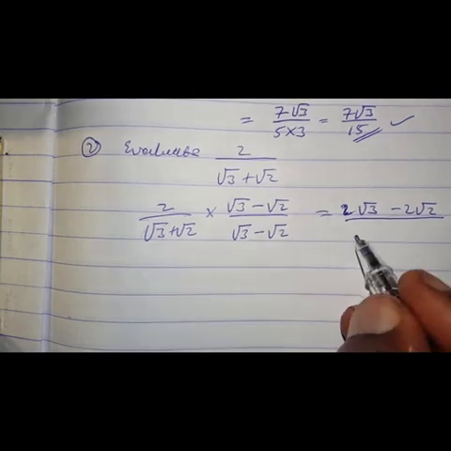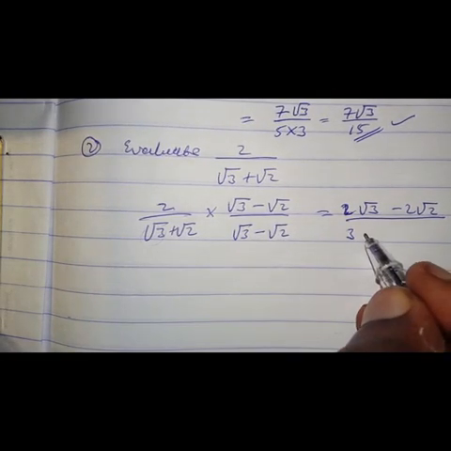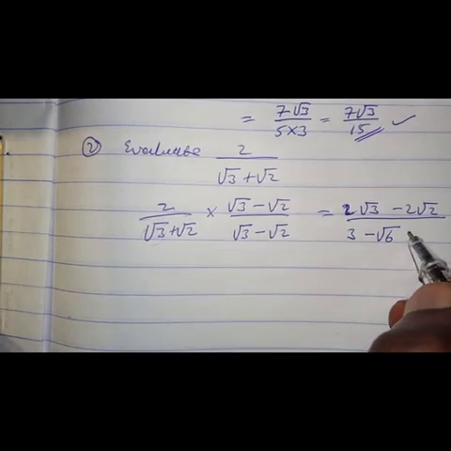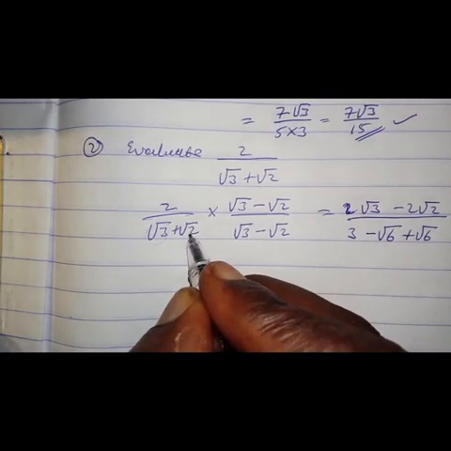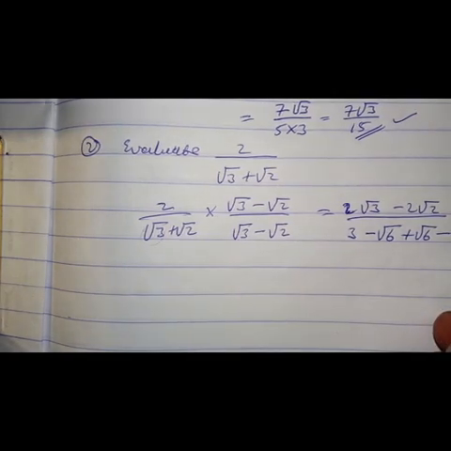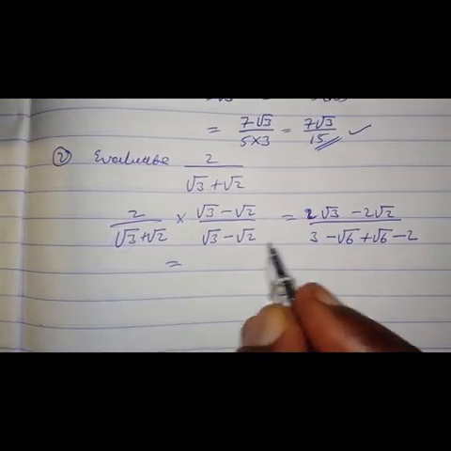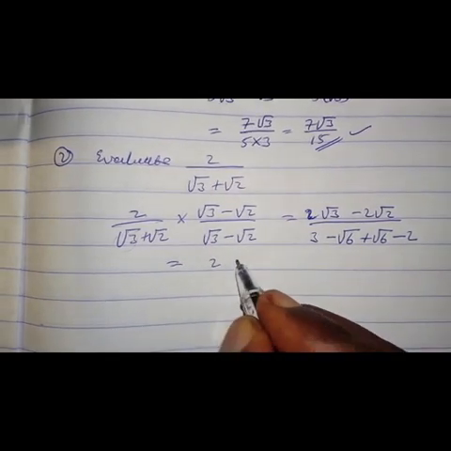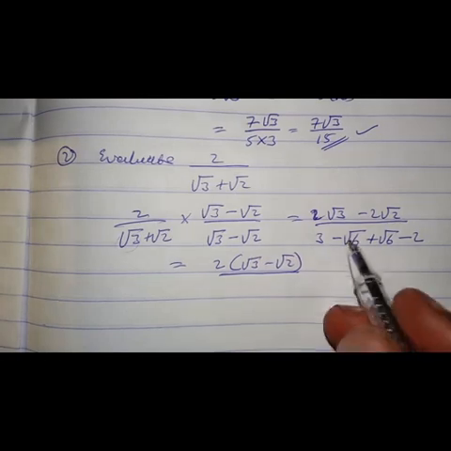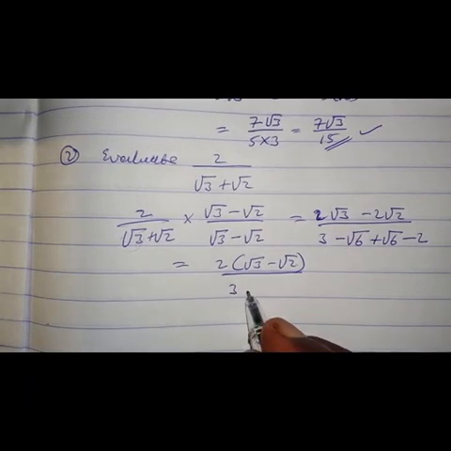So root 3 times root 3 is 3. Root 3 times minus root 2 is minus root 6, because 3 times 2 is 6. Root 2 times root 3 is root 6. And then root 2 times minus root 2 is minus 2, since root 2 times root 2 gives us 2. So the numerator, of course, has 2 here. You can factor out the 2, and in the bracket you have root 3 minus root 2. Then your denominator: the minus root 6 and plus root 6 cancel, and we are left with 3 minus 2.